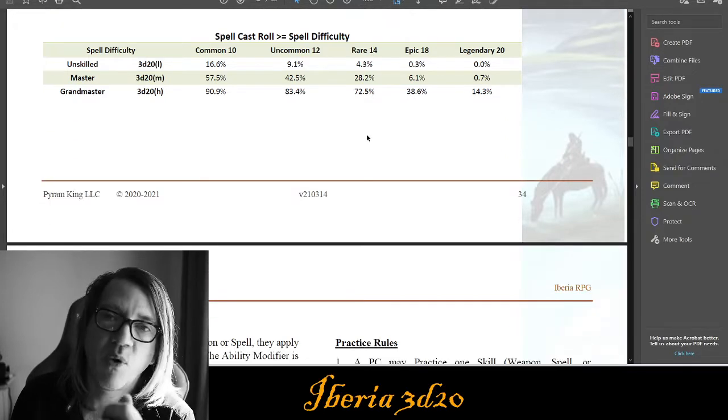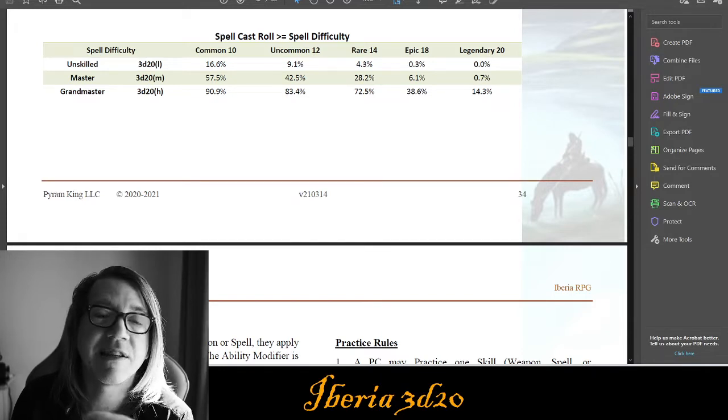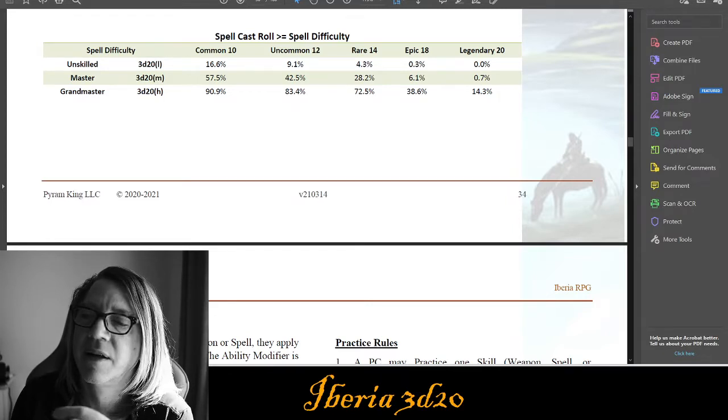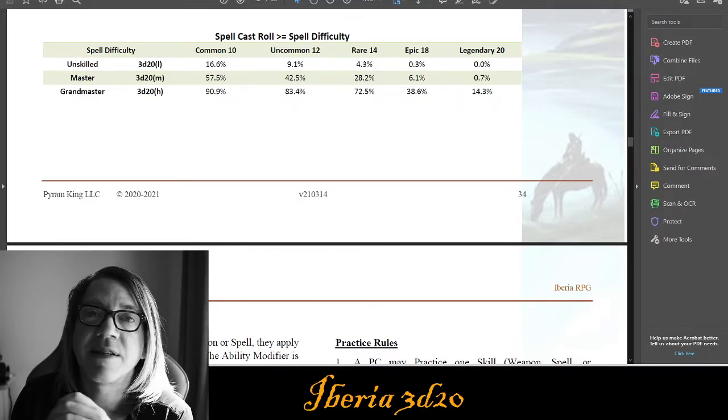Spells work the same way. Every time you cast a spell, you have to roll 3d20 to see if your spell cast was successful. You can cast as many times as you want. We don't have any spell slots, anything like that. But every type of spell has a difficulty level.